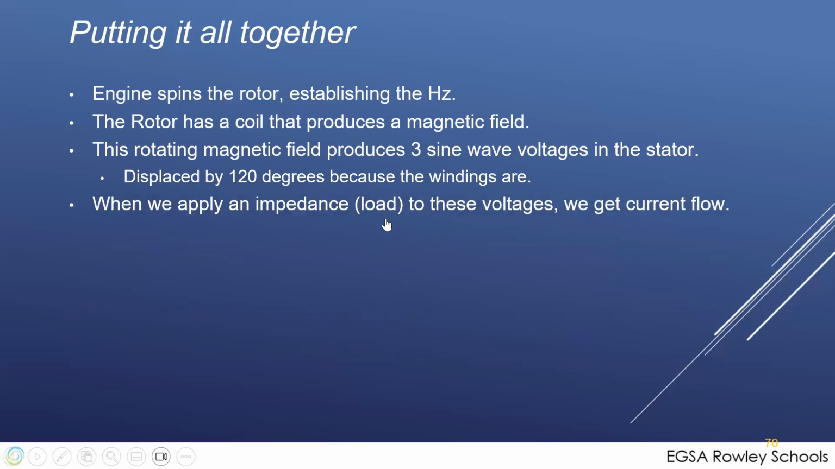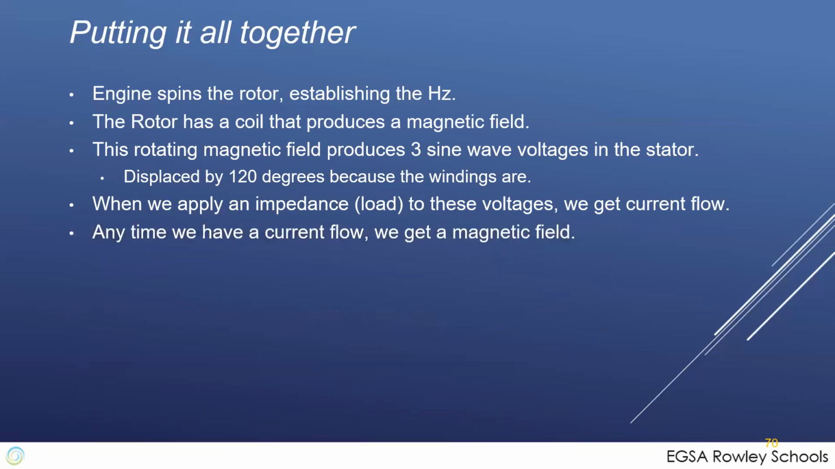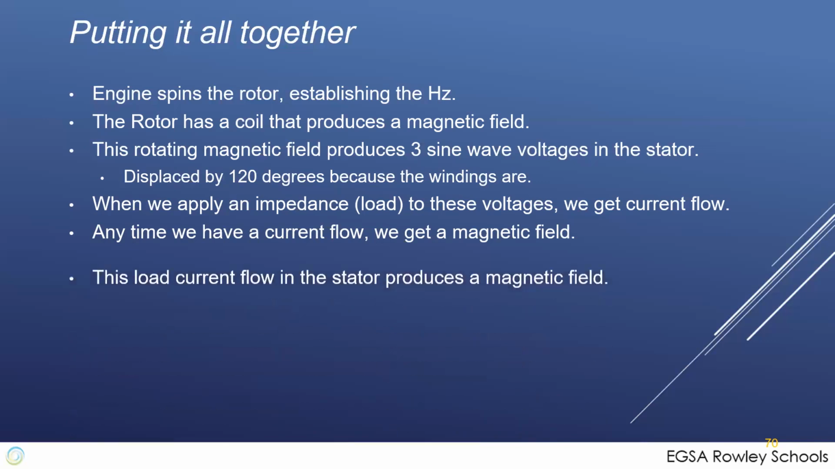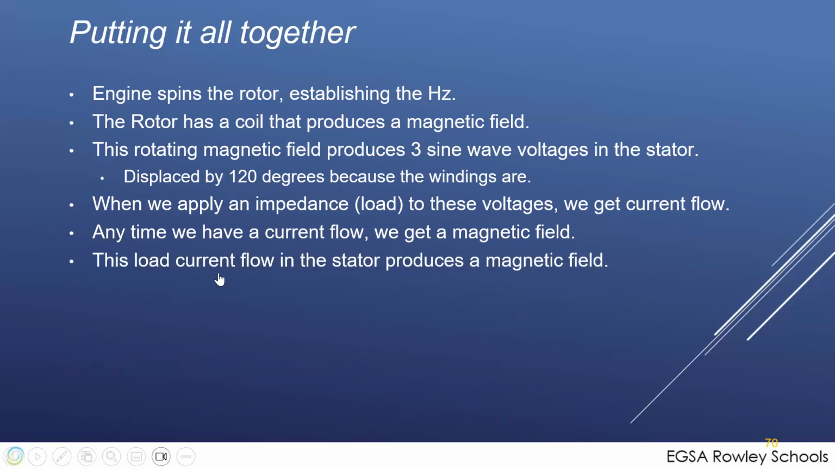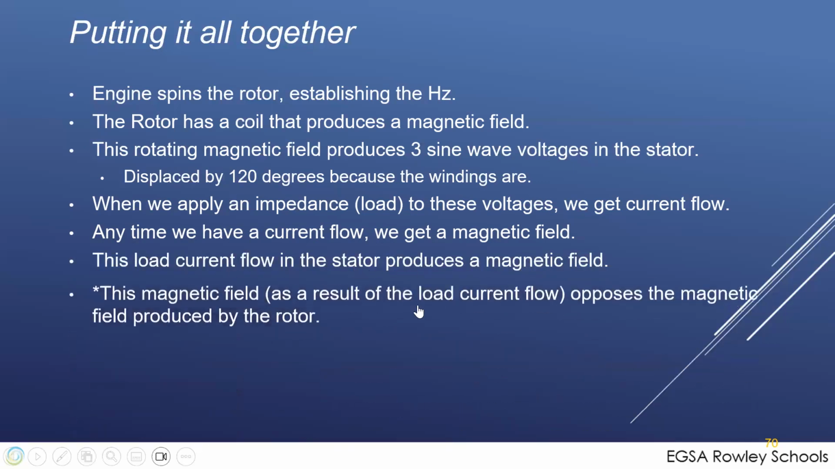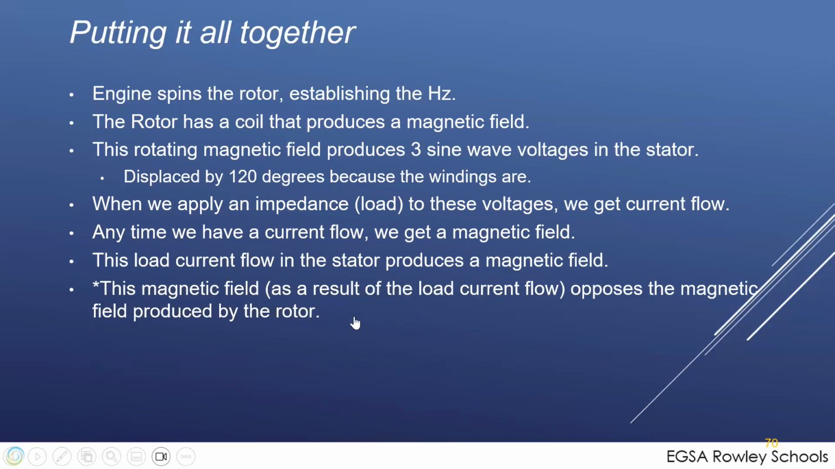When we apply an impedance to these loads, we get a current flow. So we produce the voltage, the customer applies an impedance, and a current flow is the result. Anytime we have a current flow, we get a magnetic field. So now we're talking about the current flow in the stator as a result of the load applied to the stator. The magnetic field in the stator is being produced by the current flow in the stator. This load current flow in the stator produces a magnetic field that actually opposes the magnetic field produced in the rotor.